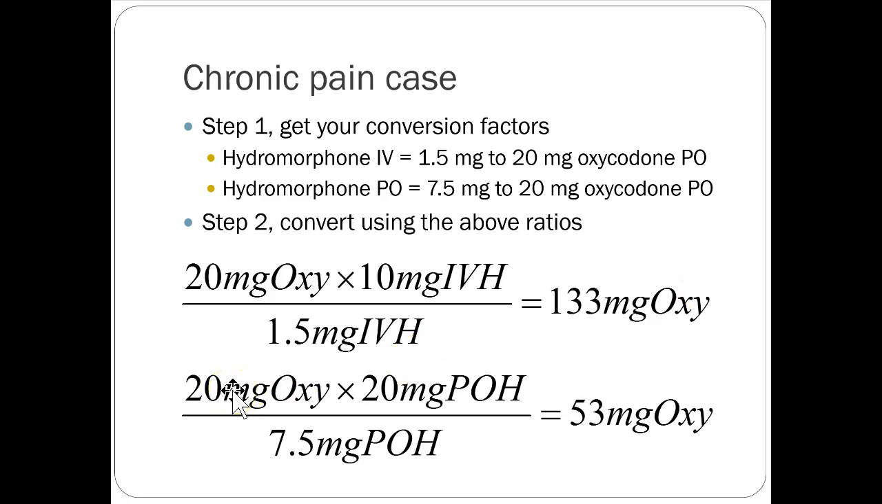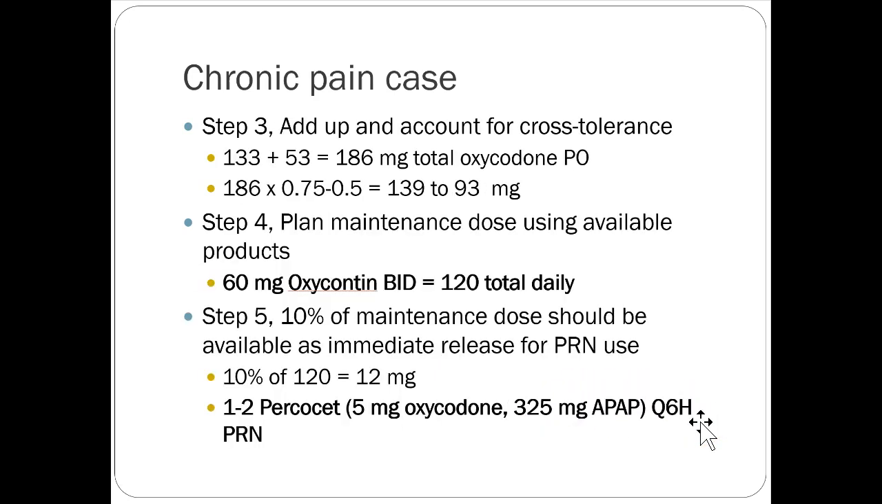This one is looking at the oral component, so he's consuming 20 milligrams oral of hydrocodone as well. So 20 milligrams of oxycodone to 7.5 of oral hydrocodone. That's our ratio. And again, we're multiplying by 20 milligrams of oral hydrocodone because that's how much he's using a day. And that gives you 53 milligrams of oxycodone. So we've got our total, which ends up being 186 milligrams of oxycodone oral.